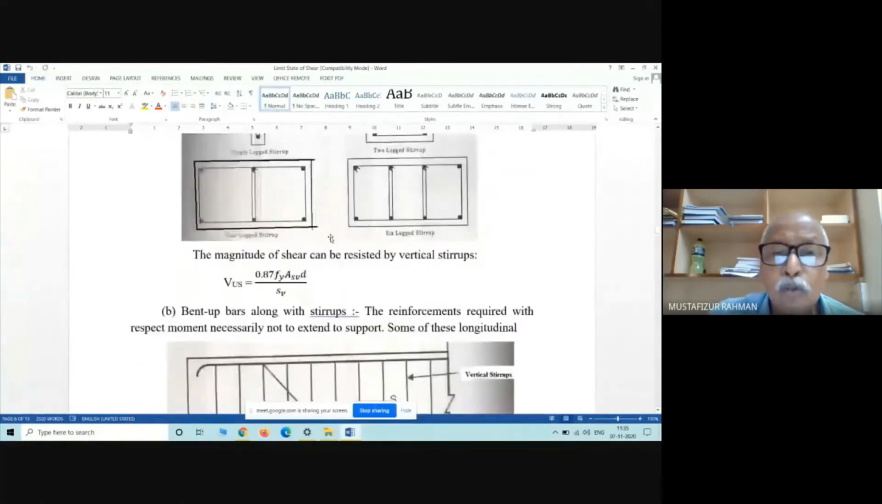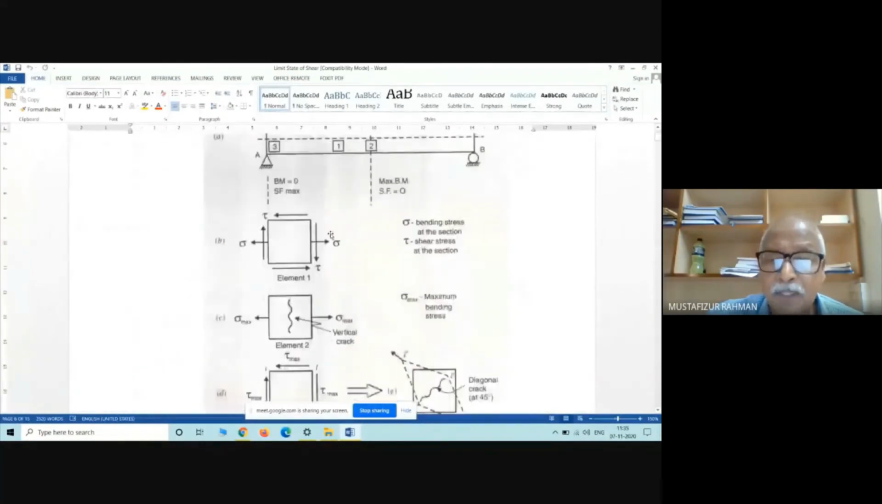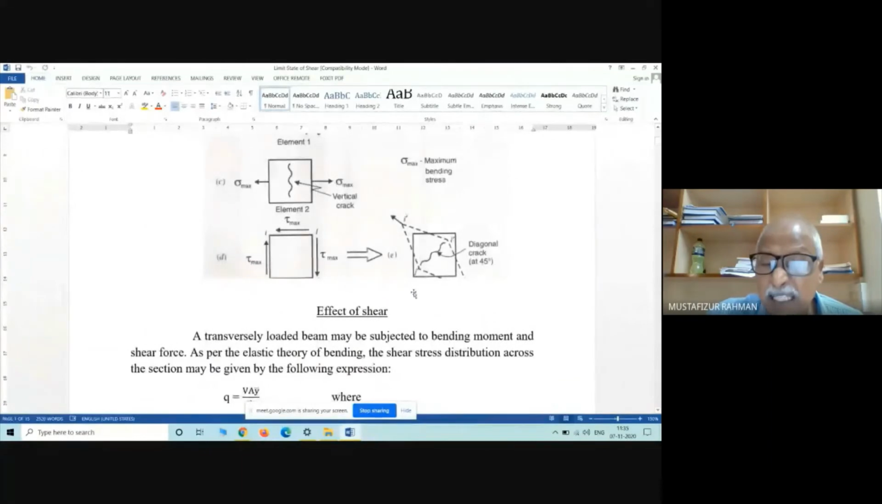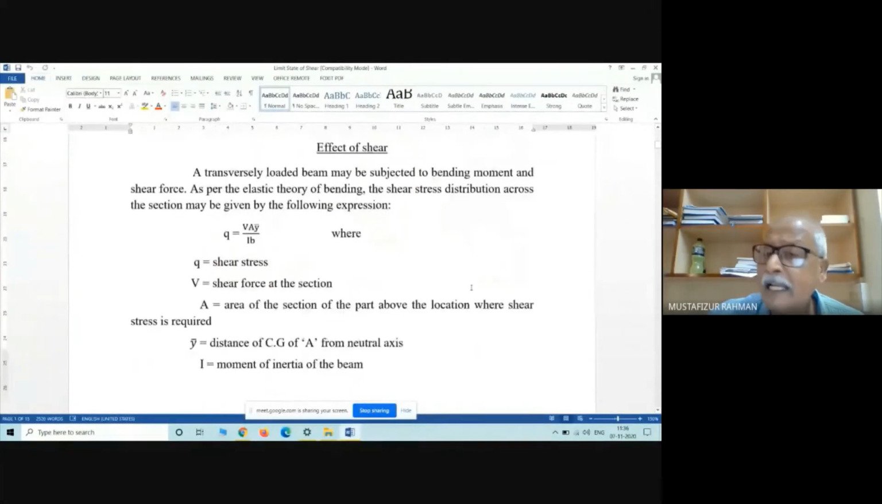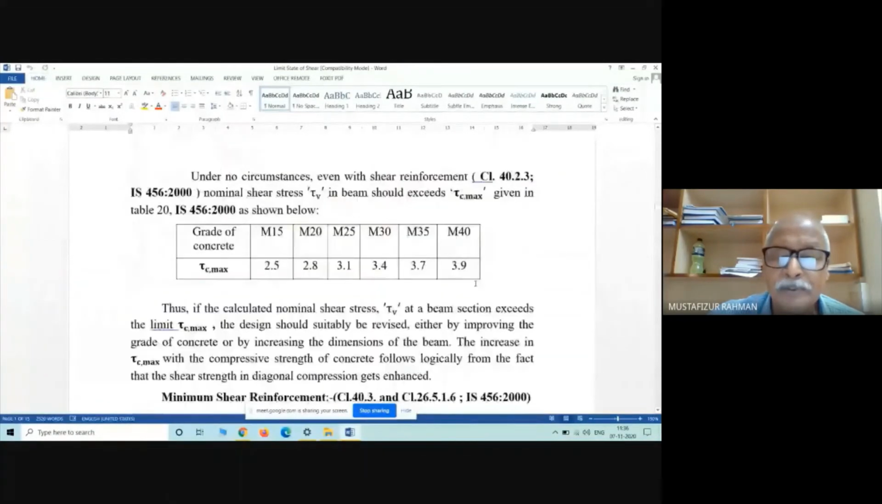Again, if we go to the first figure, here, the member has a tendency to shear off along this plane. This part has a tendency to go this side, and this part has a tendency to go this side. So if we provide reinforcement along this diagonal, then it will be okay. And if this reinforcement is stirrup, it will be inclined stirrup.